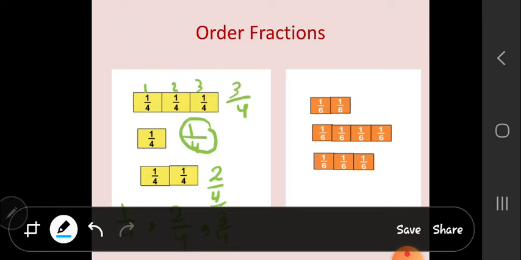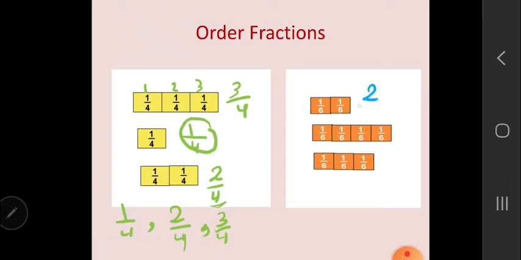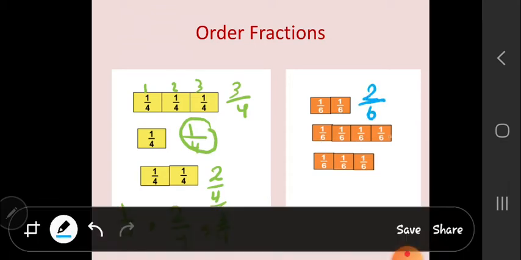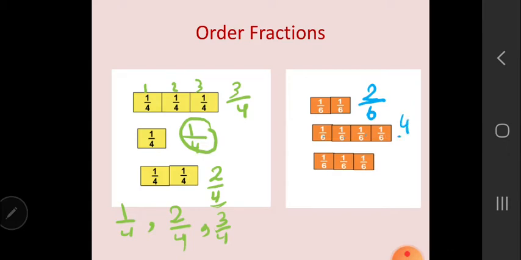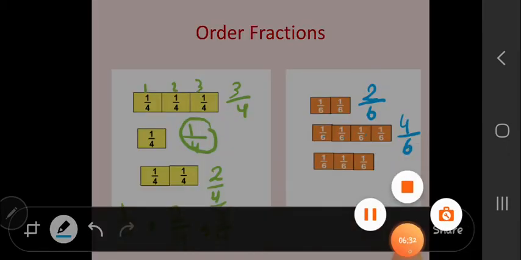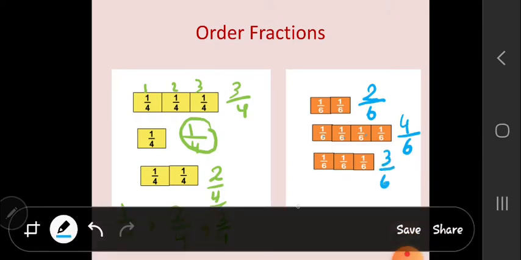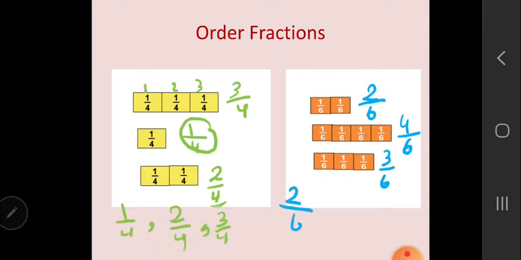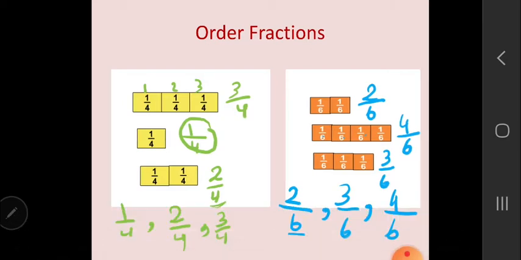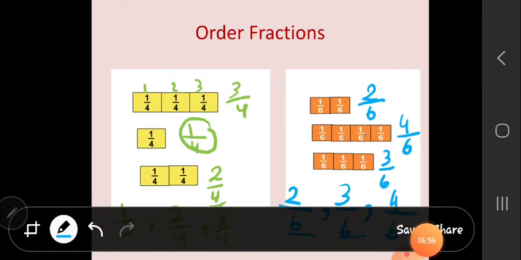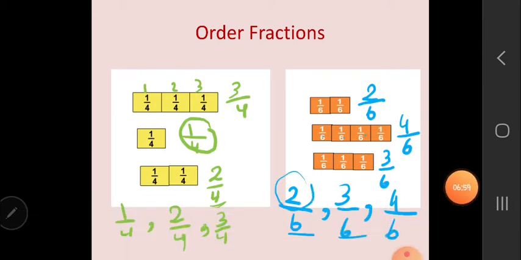Okay, let's see. First, write the fraction. The first one is 2/6. And this one is 1, 2, 3, 4/6. And the last one is 3/6. The smallest one, of course, is 2/6. Then 3/6. And then 4/6. So what is the rule? Again, if I have the same denominator, I will look at the greater numerator to find the greater fraction.